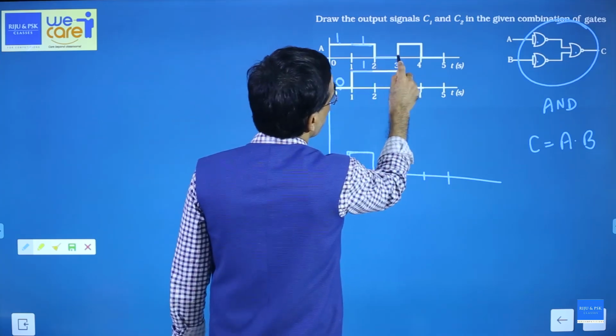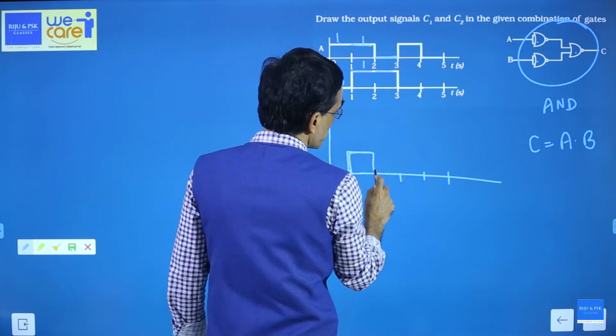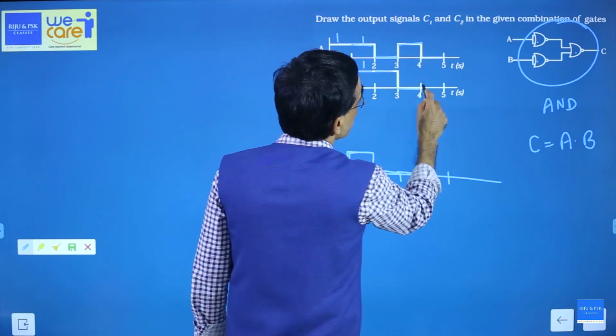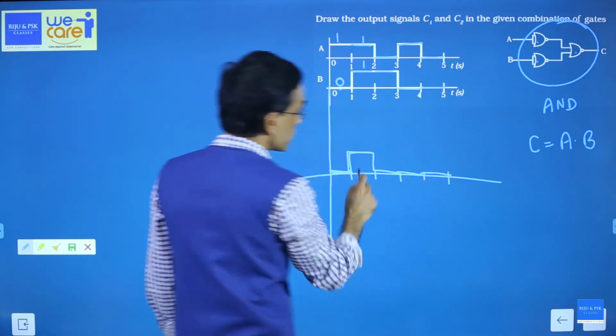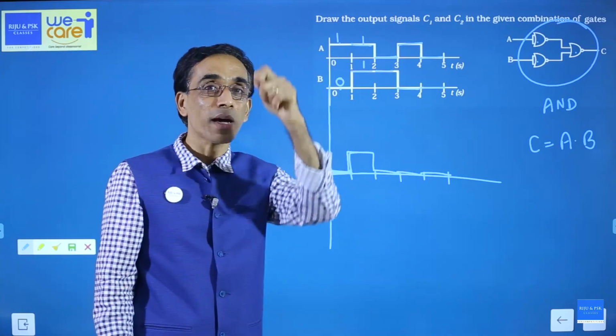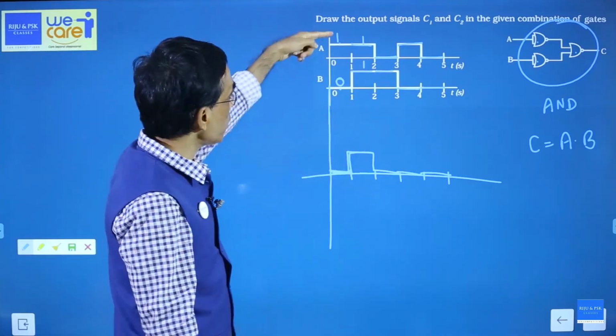So here one is 0, another is 1, so that is 0. Here this is 1, but the other one is 0, so 0. Here both are 0, you will get 0. So this is the output waveform, because it's an AND gate. In an AND gate, you get a high output only when both the inputs are high.